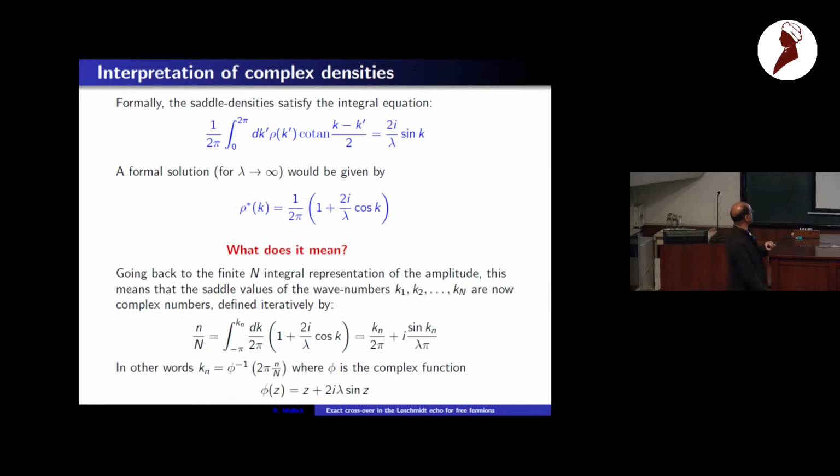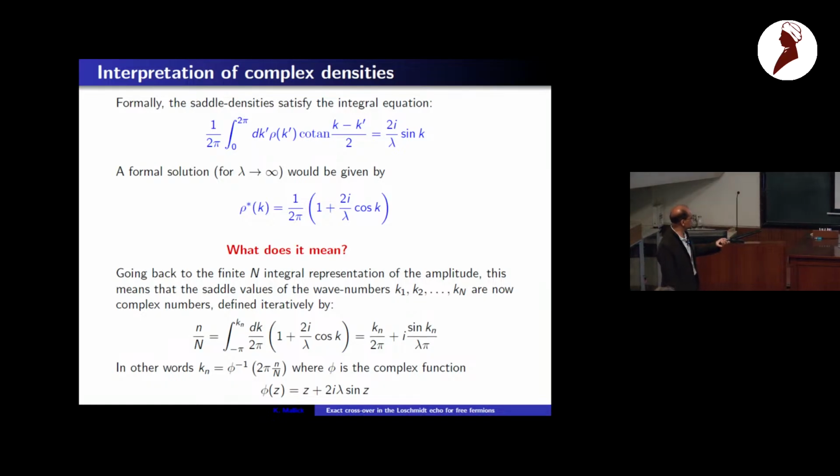I'm just doing this as a little exercise. The meaning is that if I call this function phi of z, which is z over, okay, there's a 2 pi which I put here, so it's z plus i over lambda sine z. I have to invert this function and evaluate it at fractions of 2 pi and find the value of k, which is now complex because the function is complex, for which I get this correspondence. So phi is a complex function. I have to invert it and evaluate it on fractions 1 over N, 2 over N, and so on, and I get a path in the complex plane.